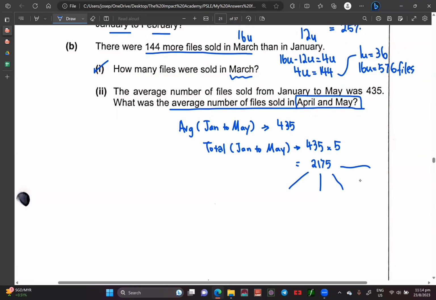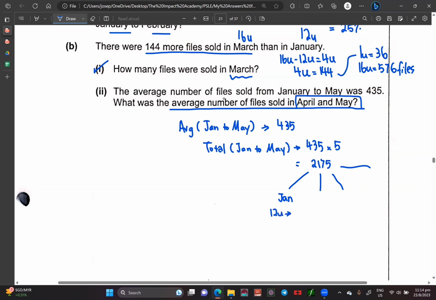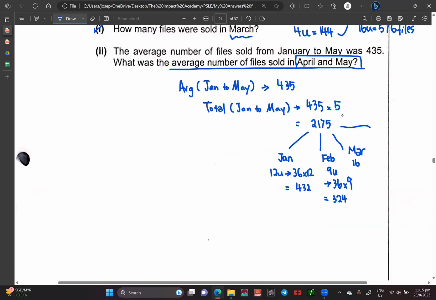So what we can do is quickly note down that for January, because January is 12 units, we know that 12 units equals 36 times 12, and we get to an answer of 432. For February itself, we know that it is 9 units, so that is just 36 times 9, and we get to an answer of 324. And for March itself, we learned that it is 16 units. So as you can see over here, this is 16 units. So 16 units is simply 36 times 16, and we get to an answer of 576.